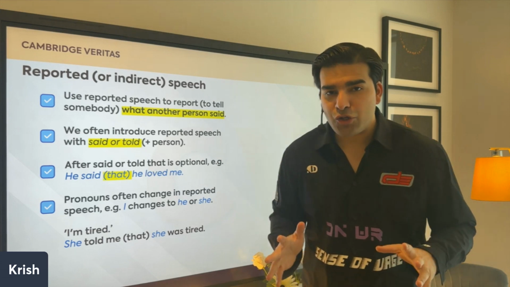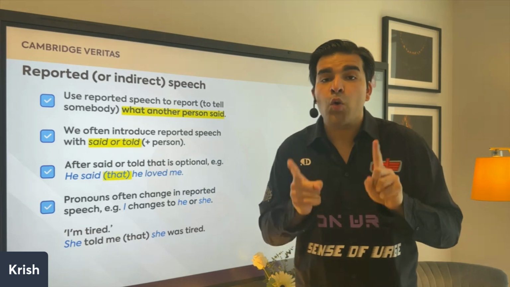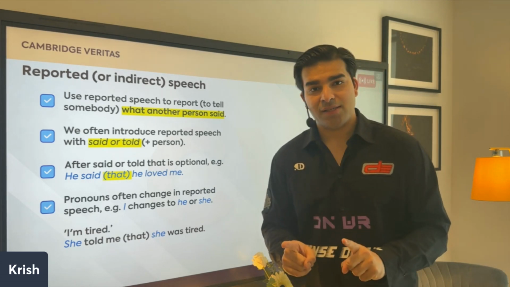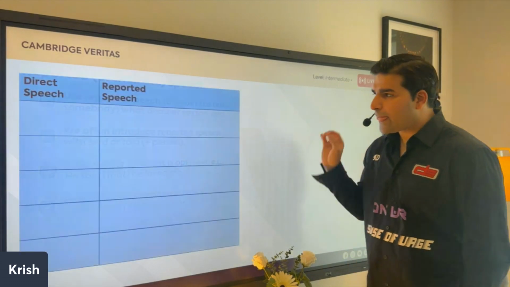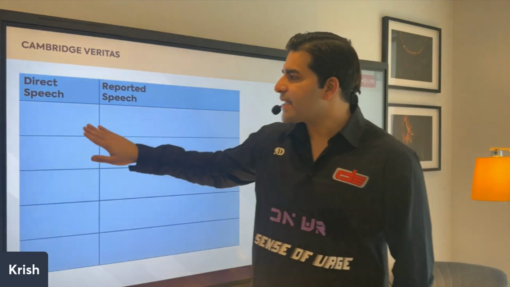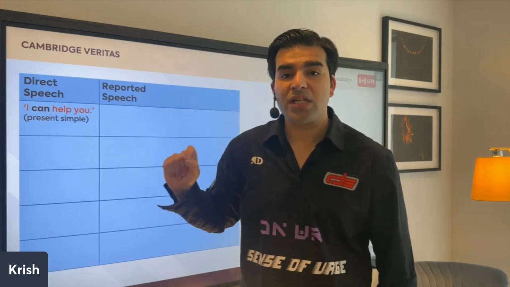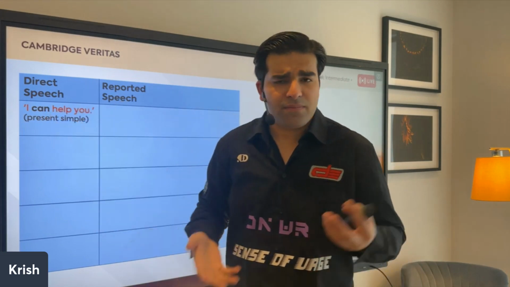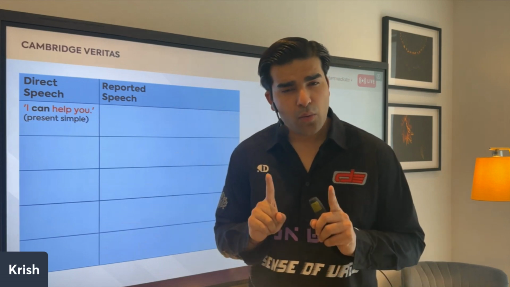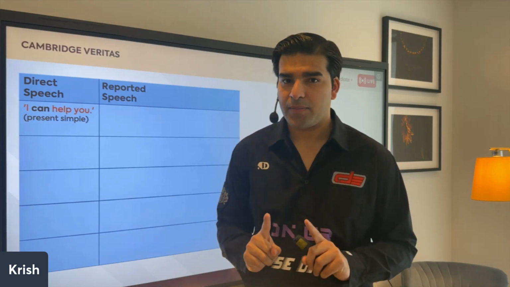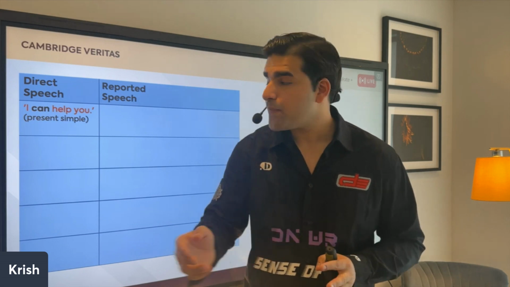So I'm going to show you step by step examples of how the form changes. Are you ready? Let me show you how the form changes. All right. Look at this sentence. I can help you. Can is a modal verb. It is a present tense, present simple tense. But what is the past of can? The past of can is could, correct?